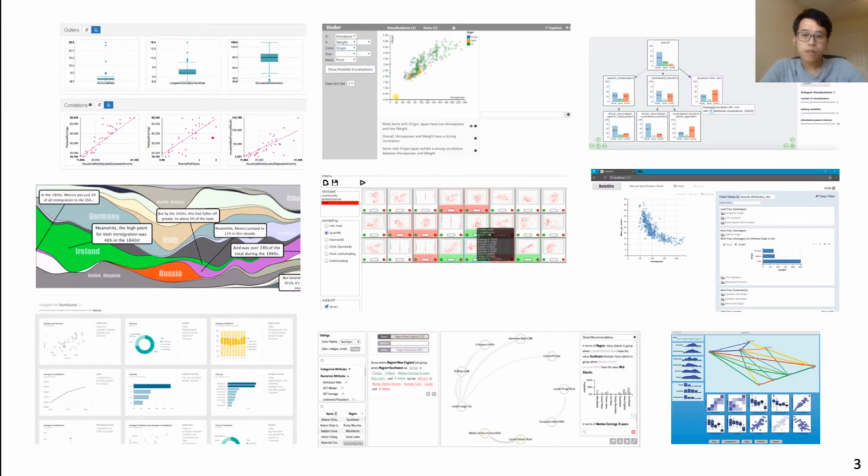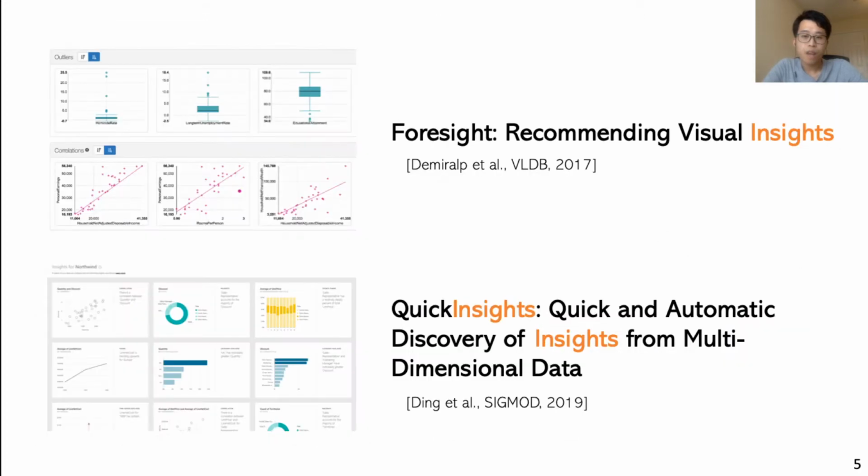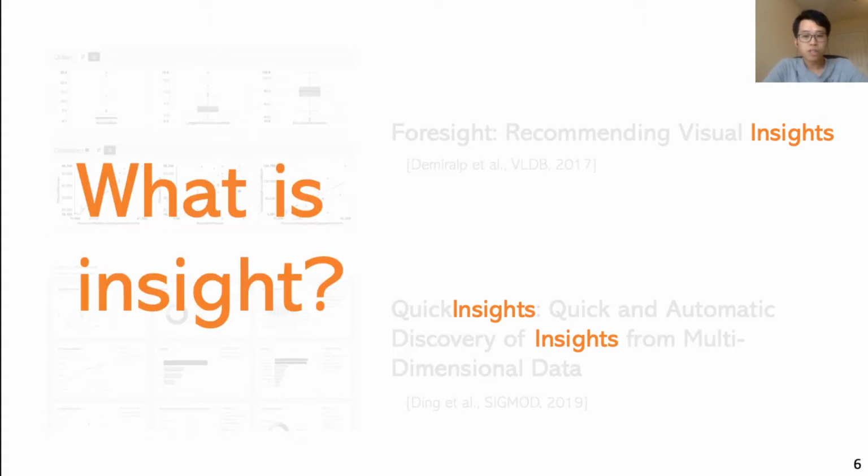And there are many systems that have a very similar nature. All these systems aim to automatically communicate data insights by recommending potentially interesting visualizations or by generating textual descriptions of statistical facts in a data set. This fascinating space of tools raises many interesting questions. For example, quite a number of them use the term insights to describe what they do. But we all know that insight is an overloaded term, and so it is not clear what they mean by insight.